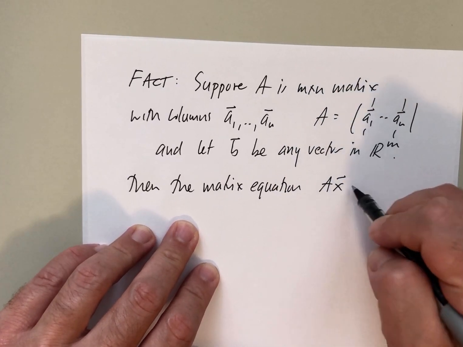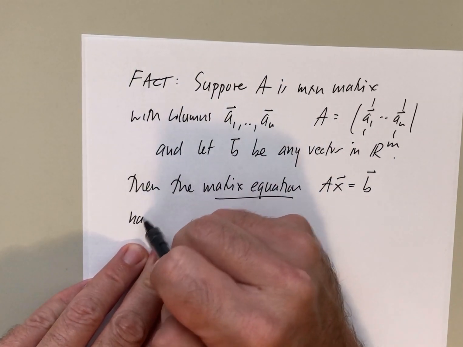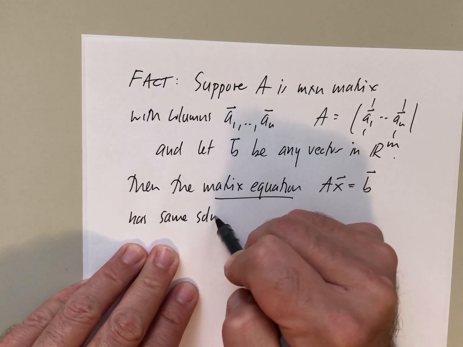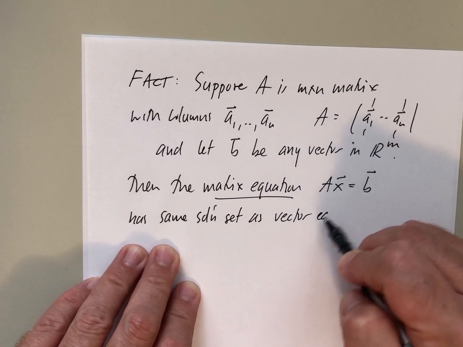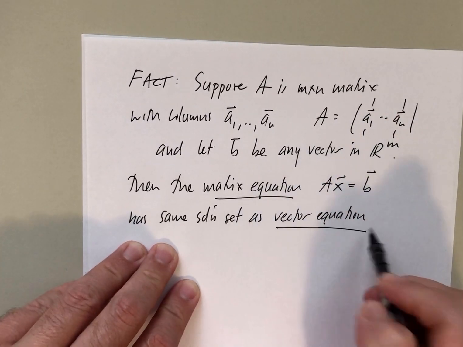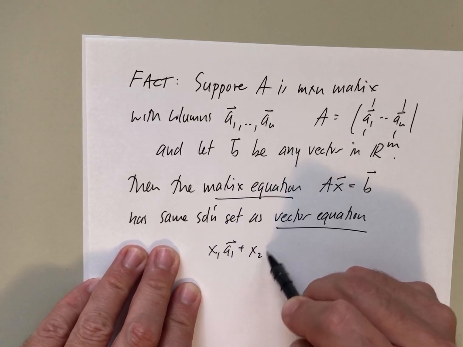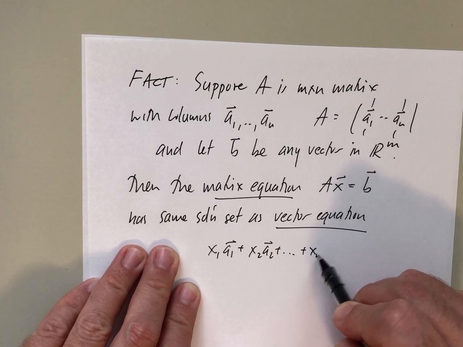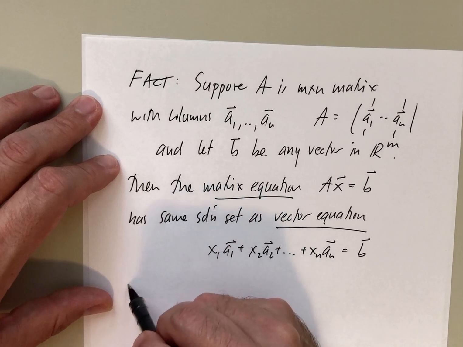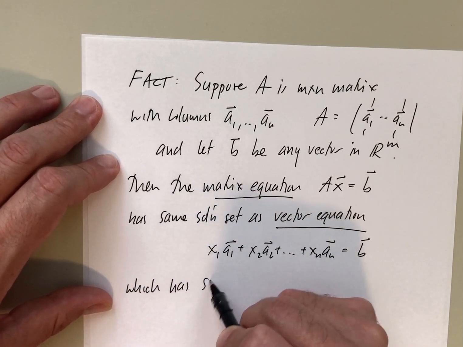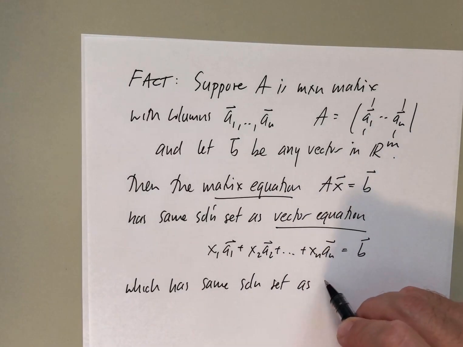Then the fact is that the matrix equation, A times an unknown vector equals b, the vector you gave me, has the same solution set as the vector equation. What's the underlying vector equation here? It'll be x1 times a1 plus x2 times a2 plus ... xn times an. That's the vector equation. And this in turn has the same solution set as the system.